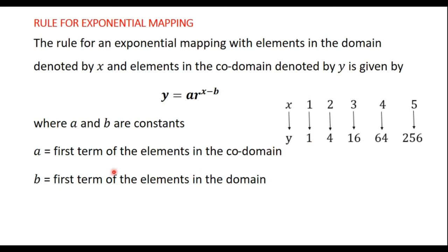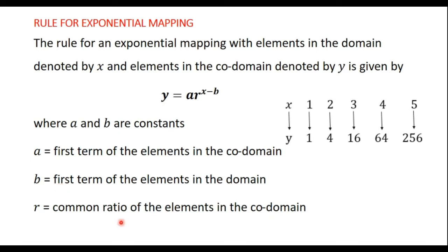That is A. What is B? B is the first term of the elements in the domain. This is the domain. So the first element in the domain is 1. That is B. So you can pick the A and B from the mapping straight away. Now what are we left with? R. Remember, we are finding A, R and B. We found A and B. How do we find R?